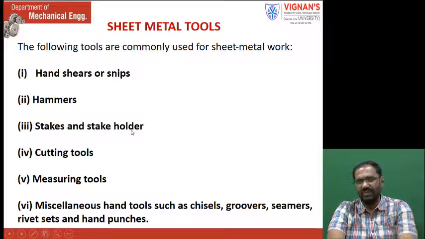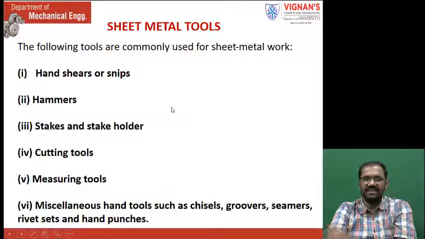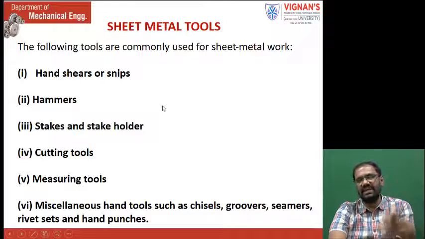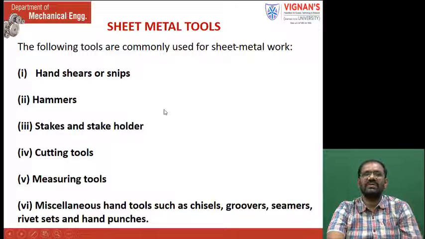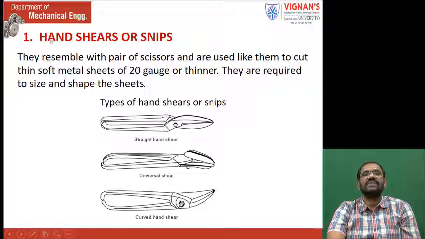All the things you know. Somewhere else you might have seen these things. By seeing these figures you can identify that, oh, we have already used or seen these things in some applications. So first let us see the hand shears or snips. See, these are just like scissors used to cut. Shearing means cutting the sheet metal.